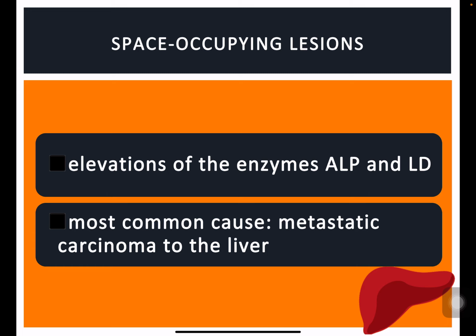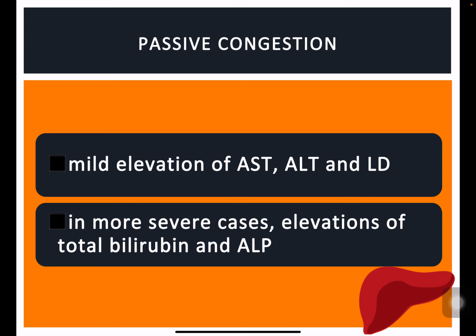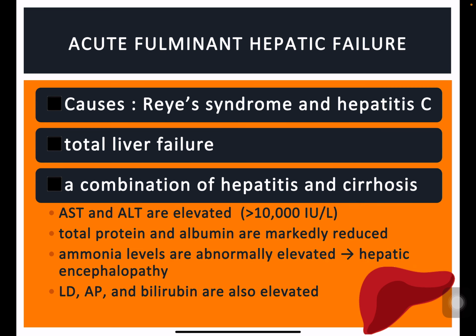Space-occupying lesions, which I discussed a while ago, have elevated ALP and lactate dehydrogenase, and the most common cause is metastatic carcinoma to the liver. Passive congestion has mild elevation of AST, ALT, and lactate dehydrogenase. So these are the cytosolic enzymes. And in more severe cases, elevations of total bilirubin and alkaline phosphatase.